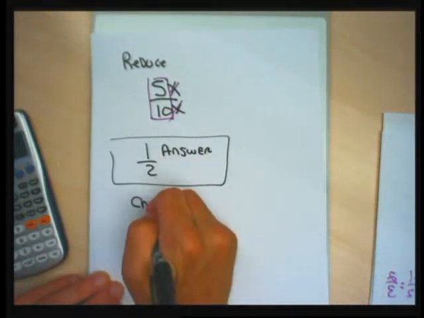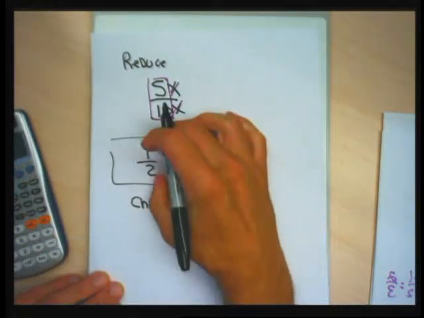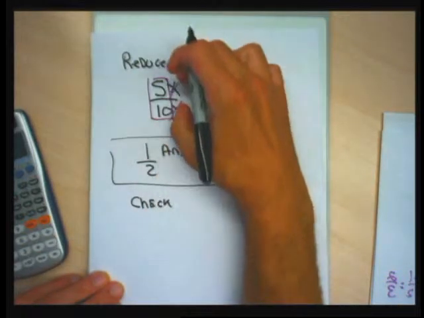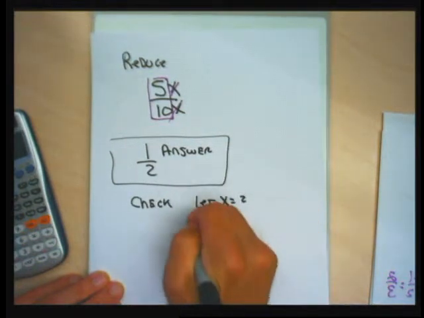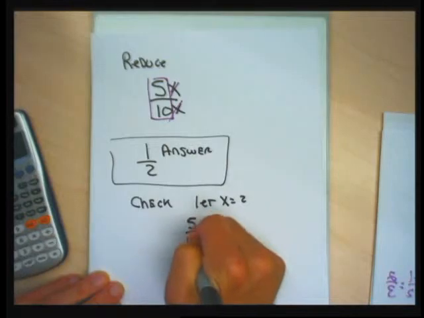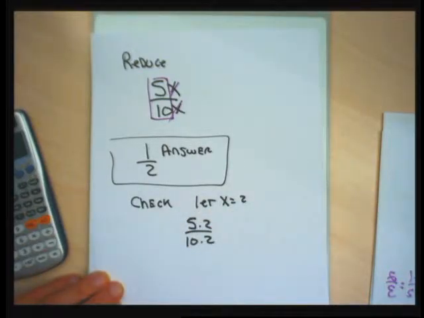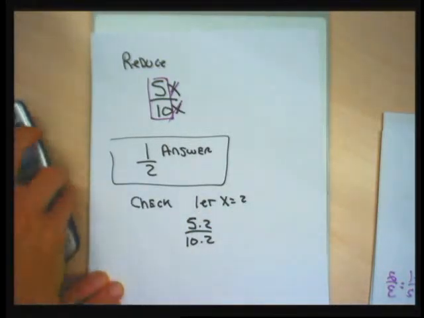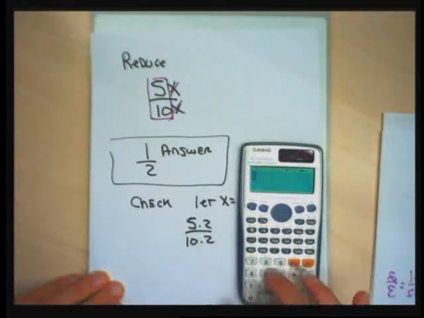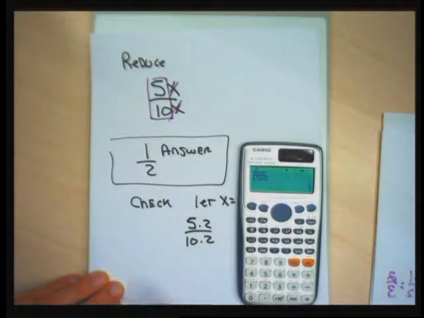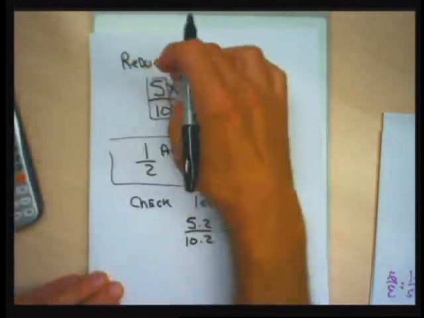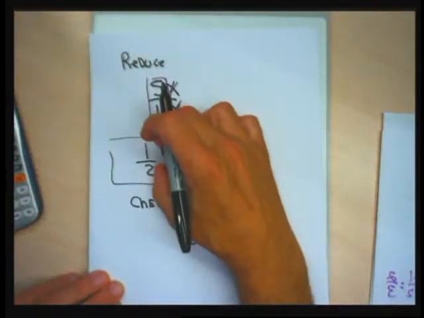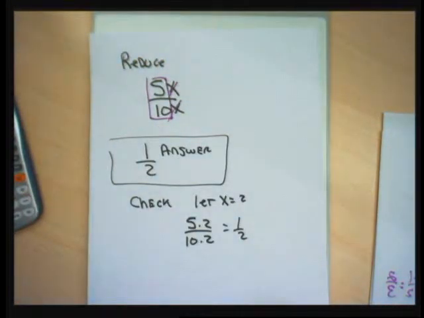If I wanted to check, there's no number to plug in for x into my answer, but in my original problem, if I did let x equal 2 and did 5 times 2 over 10 times 2, for my answer to be correct, this better reduce to 1/2. So let me just do that. Fraction 5 times 2 over 10 times 2. And when I do that, I get 1/2. So when I plug 2 into the original problem, I get something that's equal to my answer. That tells me that my answer is most likely right.